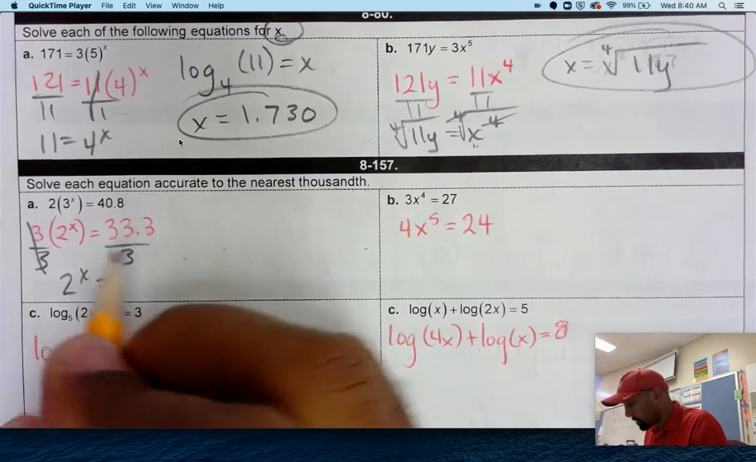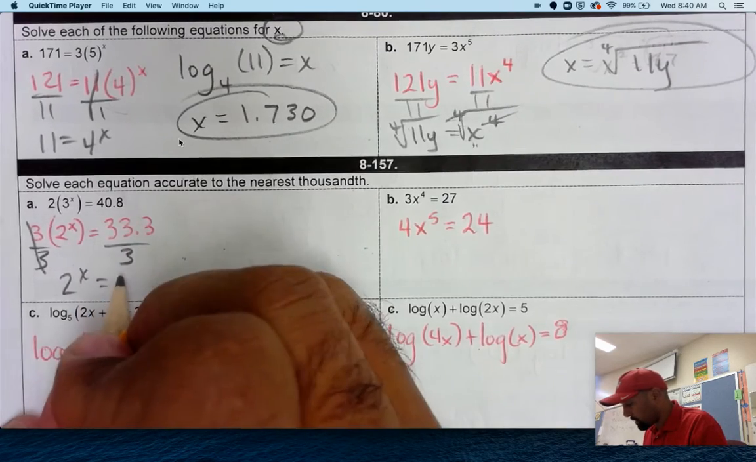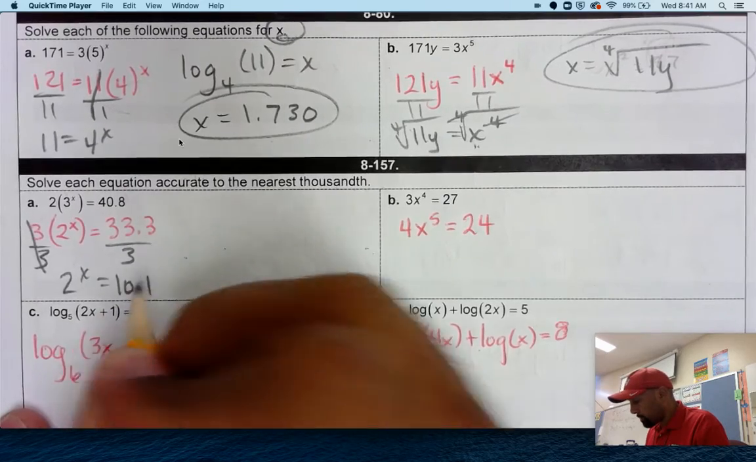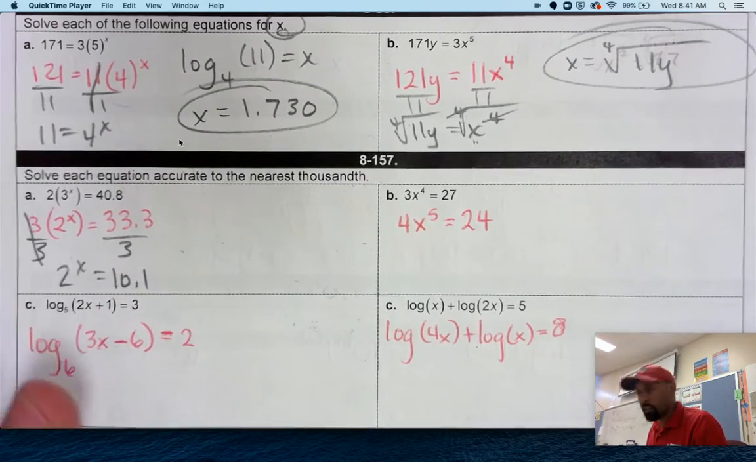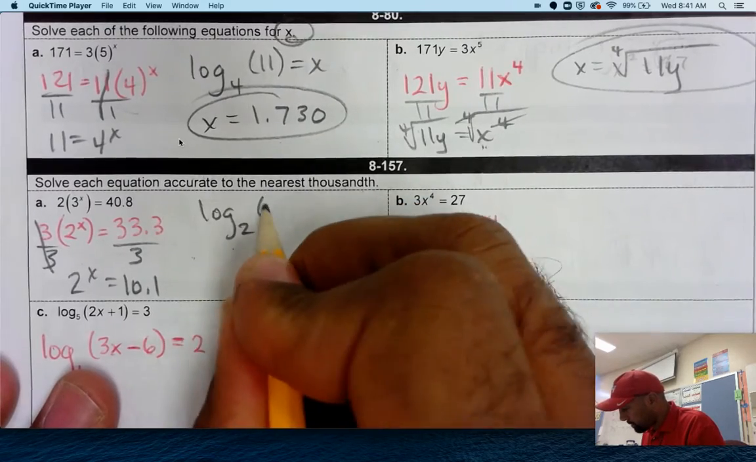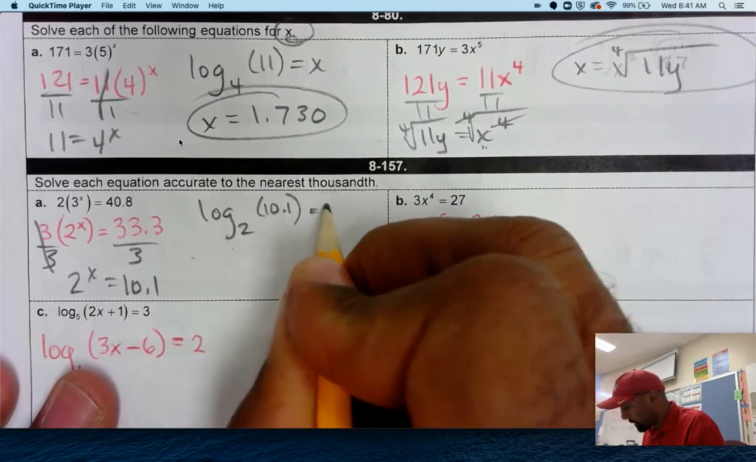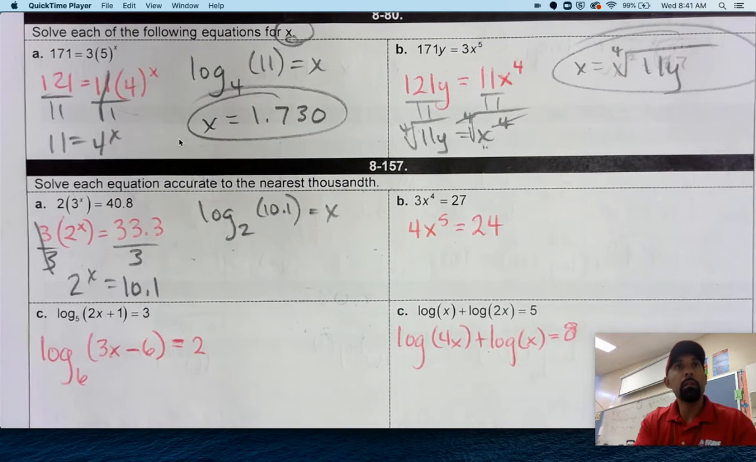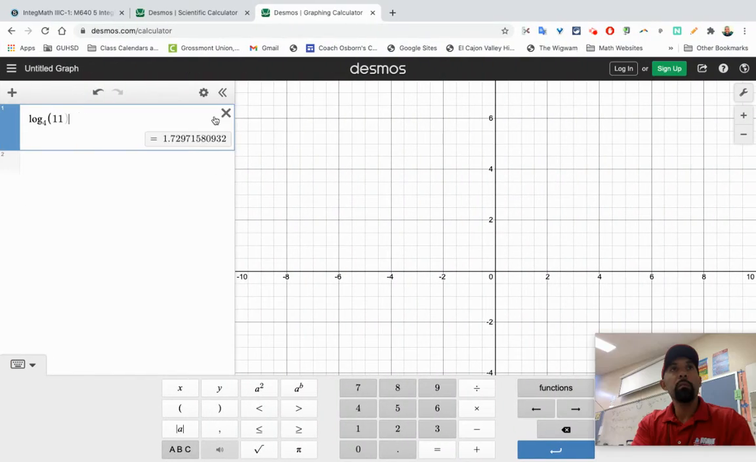To the x equals, if I divide this by 3, that's going to be 10.1. Okay, you can use a calculator if you need to for that one. And now it's log base 2, put in log form, of 10.1 equals x. Okay, and let's go ahead and solve that one in here.